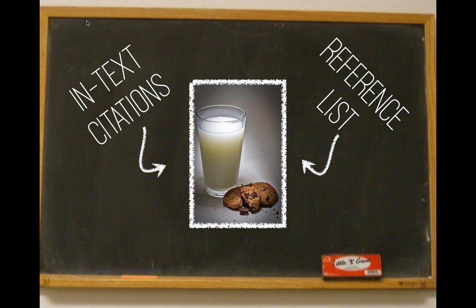All right, the next two important parts of the APA paper are in-text citations and the reference list. APA style calls for both. You can't have one without the other, kind of like milk and cookies or carrots and peas or any other thing that you like to eat. I don't know, like pork chops and applesauce.